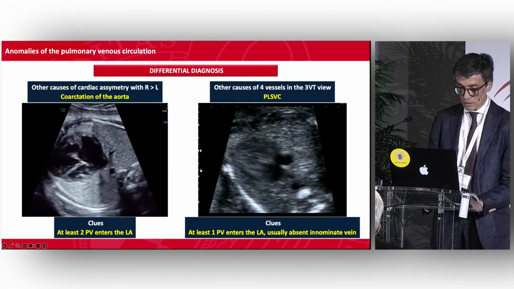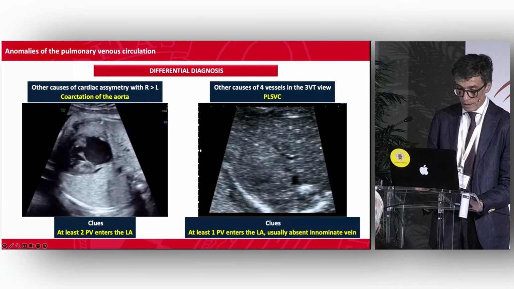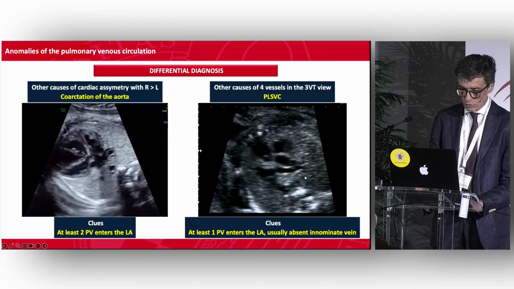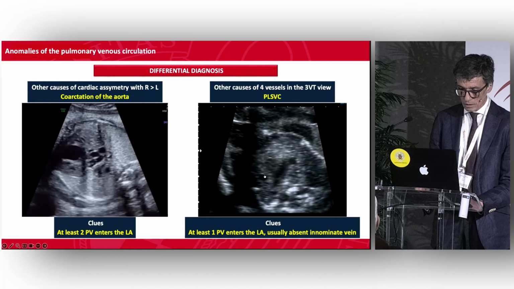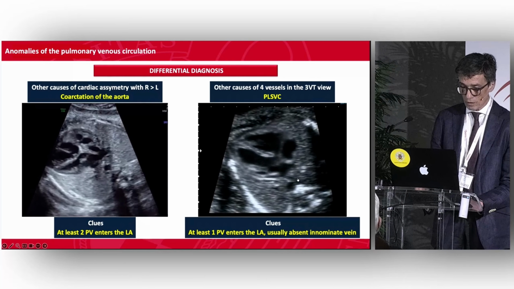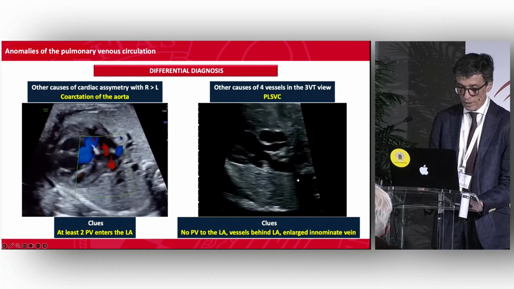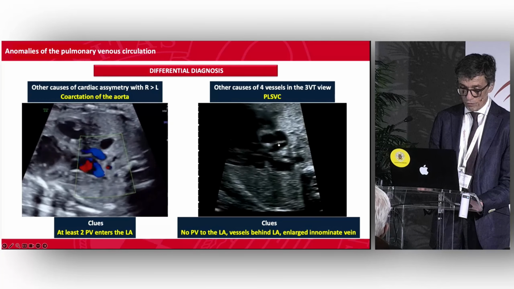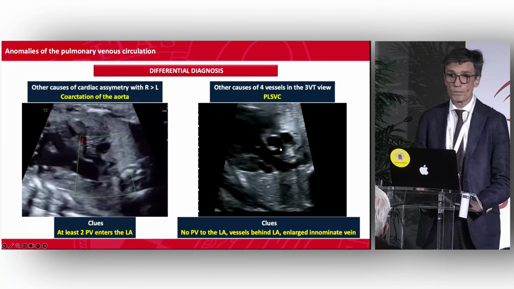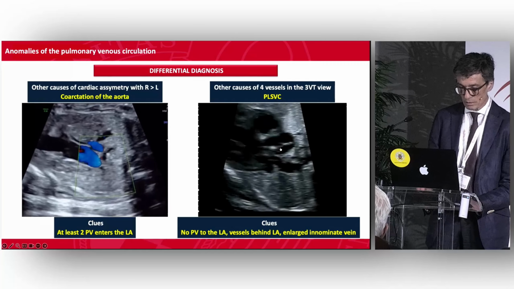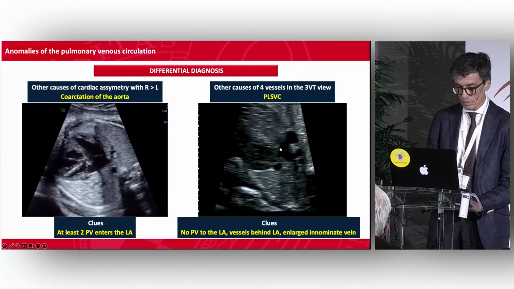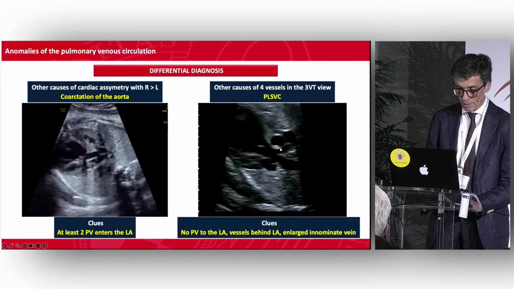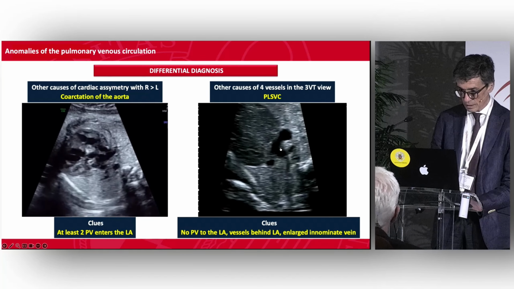Another cause of seeing four vessels in the mediastinum is especially the persistent left superior vena cava. When we have a persistent left superior vena cava, we have four vessels in the mediastinum, but usually there is an absence of the innominate vein. However, when we have a totally abnormal pulmonary venous return, as I showed you before, there are also four vessels, but there is an enlarged innominate vein. So it's very easy to make the distinction between these entities. And of course, in this last case we don't see any pulmonary vein entering the left atrium.